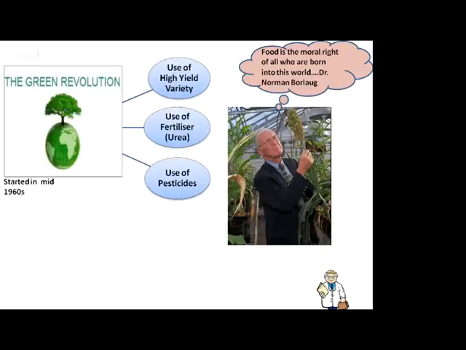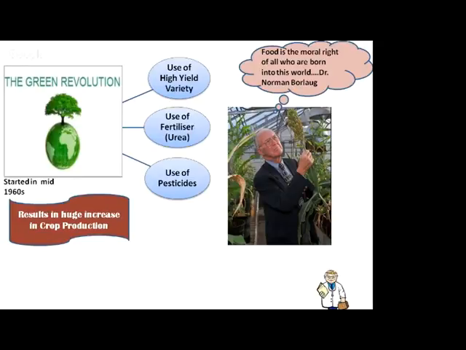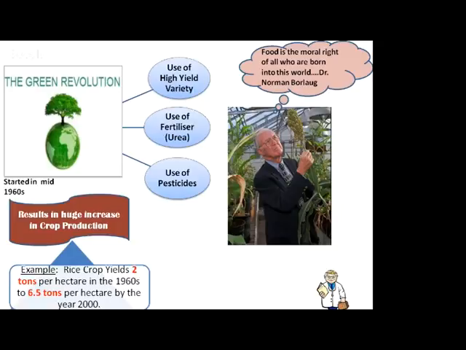What the Green Revolution did is it used a lot of high yield varieties, fertilizers like urea, and pesticides. It all started in the 1960s, and it resulted in a huge increase in crop production. Our rice crop production increased multiple tons, from 2 to 6.5 tons. This happened.